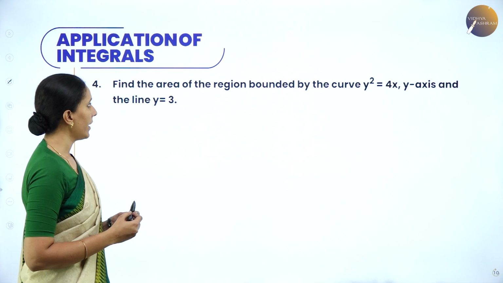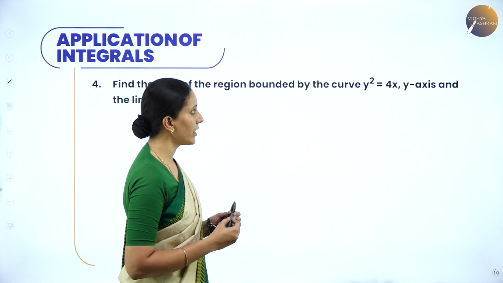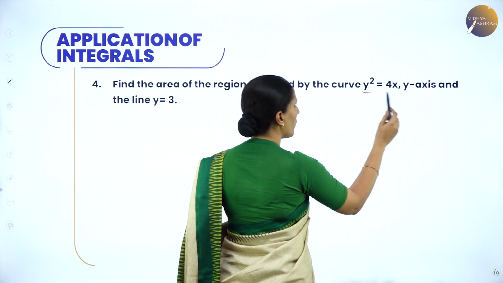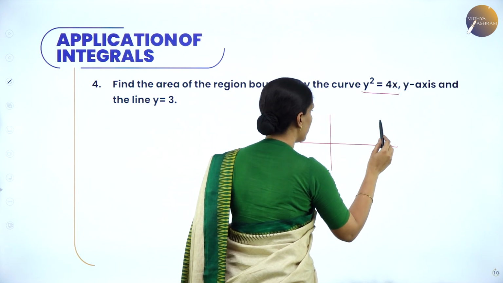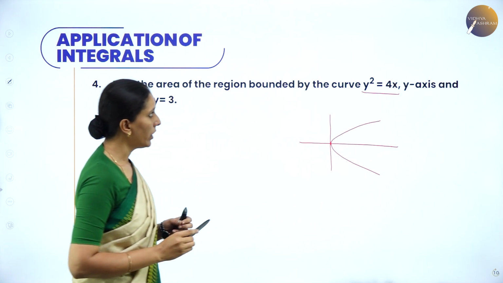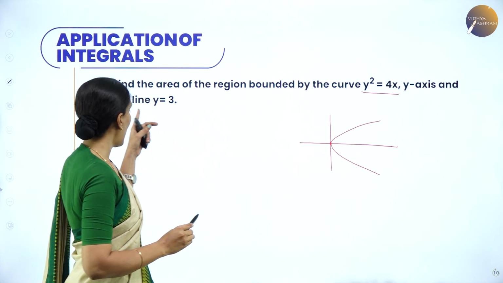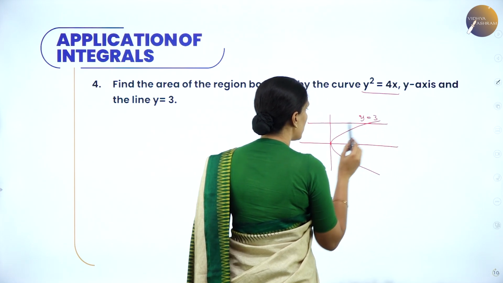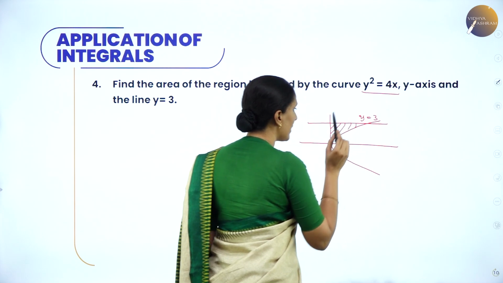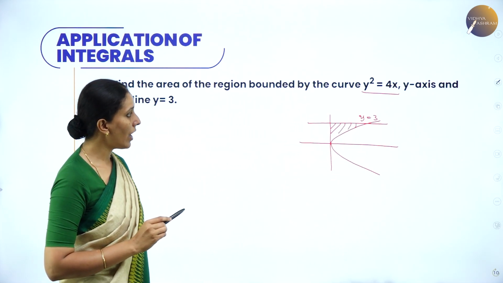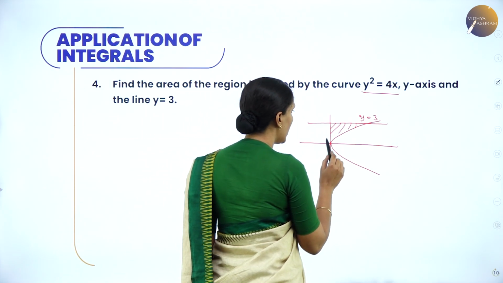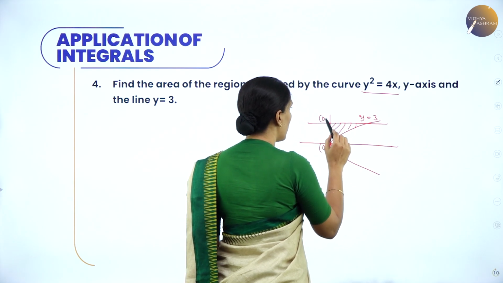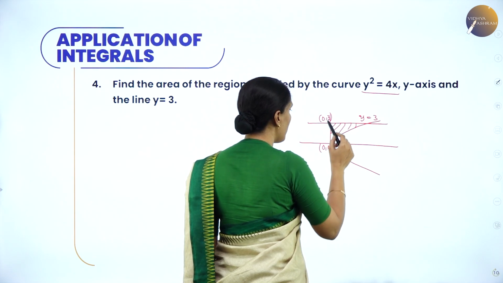Next question. Find the area of the region bounded by the curve y square is equal to 4x, the y-axis and the line y is equal to 3. So clearly y square is equal to 4x is a right-handed parabola. And we need to find the area with respect to the y-axis and the line y is equal to 3. So consider this is the line y is equal to 3. The area bounded by the intersection of the line y is equal to 3 and the parabola is this. Now clearly this point is 0, 0 and this point is 0, 3. So therefore the limits can be taken from 0 to 3.